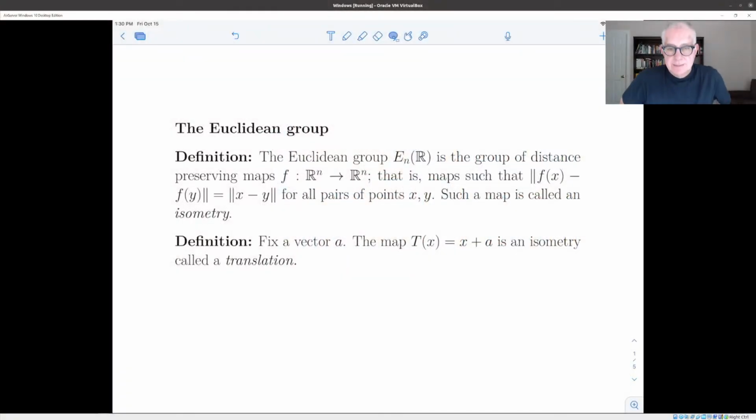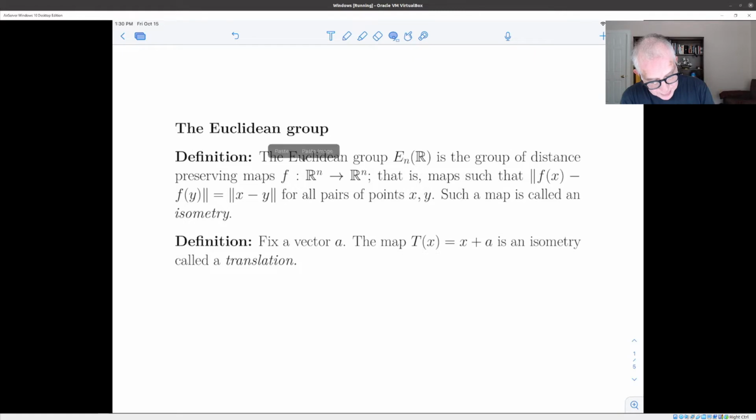Hi, everybody. So now we're going to look at one more really important example of a matrix type group, and that's the group of Euclidean symmetries, which are sometimes called the isometries of Euclidean space. And these are the group of rigid motions of space which don't necessarily fix the origin, but which do preserve the distance between points.